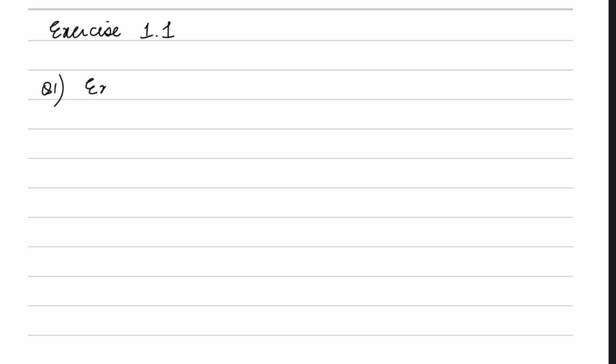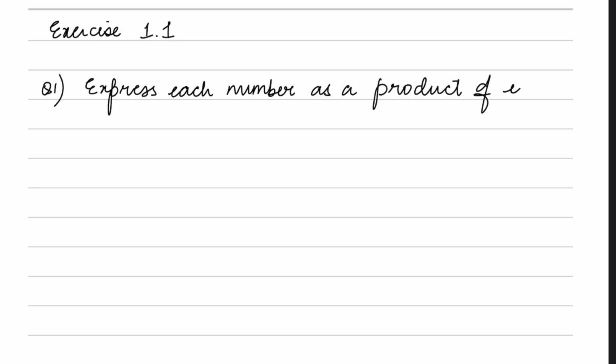This question is from exercise 1.1. I'm starting with question number 1 here. The question says: express each number as a product of its prime factors. So we simply have to prime factorize each of the following numbers.